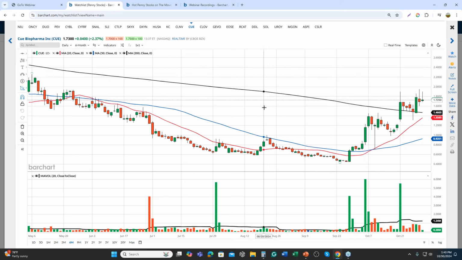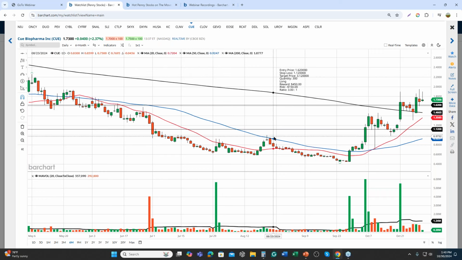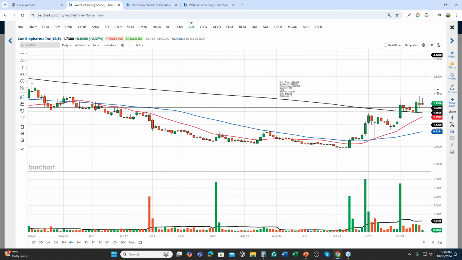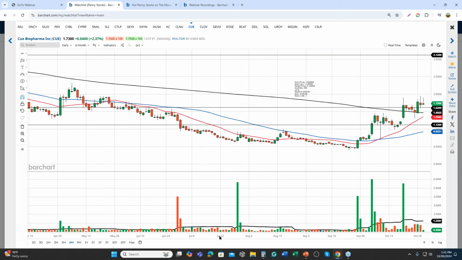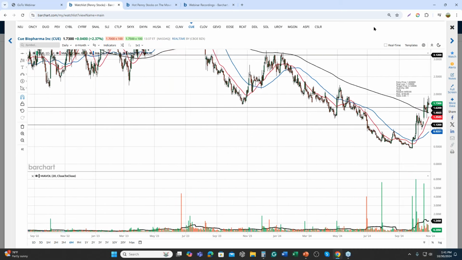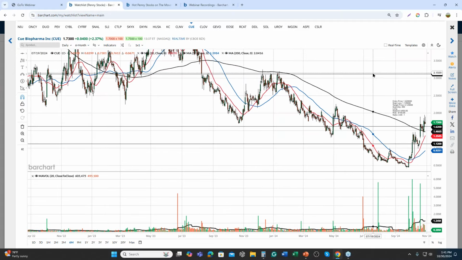Again, I can apply that. Notice I have my little cursor here. I can put that box anywhere I want. And again, there I can see where my risk is, where my entry is, and where is my potential target. Again, at this point, after I set this 3-to-1, I'm going to look at the chart. I'm going to see where that target lines up with my chart.